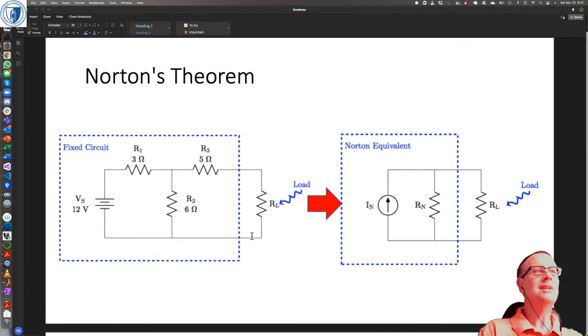So, Norton's theorem, almost exactly the same thing. Norton's theorem says that you can replace the fixed circuit from the perspective of the load, and now instead of a voltage source and a resistance, you can replace it with a current source and a resistance. In the case of Thevenin, it's a voltage source and a series resistance. In the case of Norton, it's a current source and a parallel resistance.